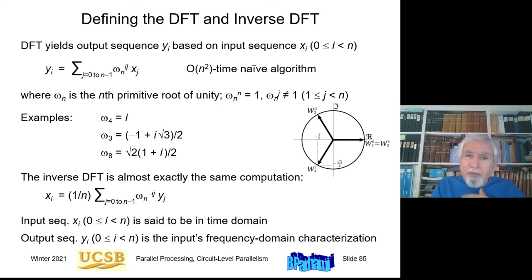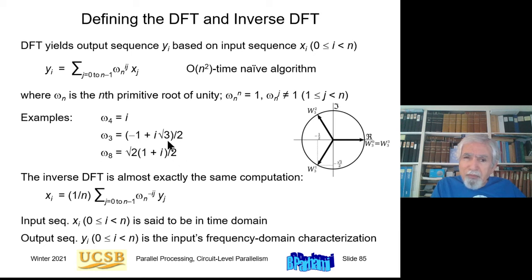Because i squared is minus 1, and i to the power 4 is 1. So it satisfies this first requirement. And it satisfies the second one because i to the power 1 is i, not equal to 1. i to the power 2 is minus 1, again not equal to 1. i to the power 3 is negative i, again not equal to 1. So omega 4 is equal to i. Similarly, omega 3 is this complex number. Omega 8 is this complex number.